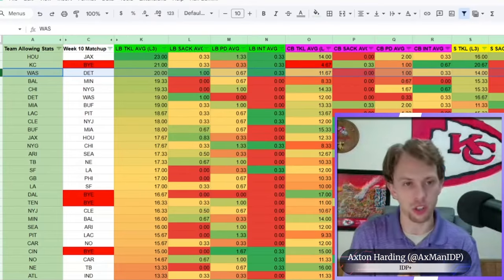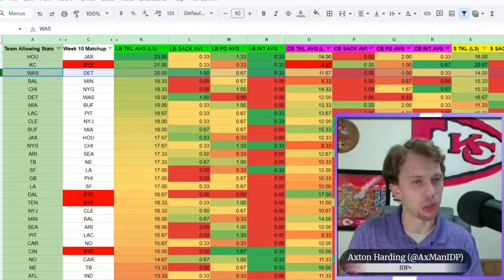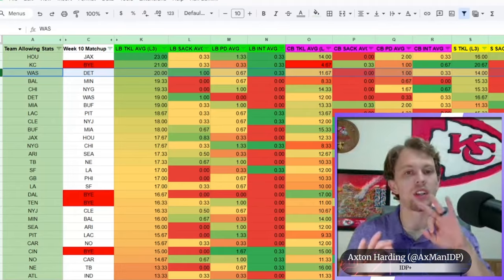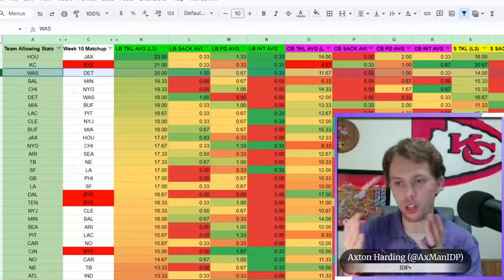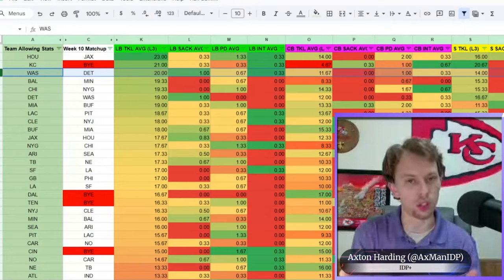That means Jayden Daniels has been sacked by 3 linebackers. Could be the same one multiple times. Nonetheless, he's got 3 sacks to the linebacker position. Jack Campbell is involved in the pass rush game. There's a lot of big play opportunity.